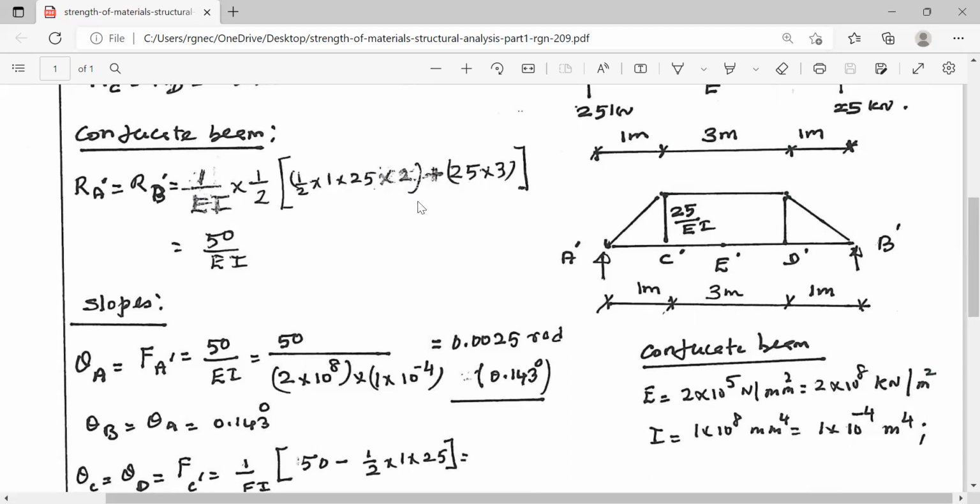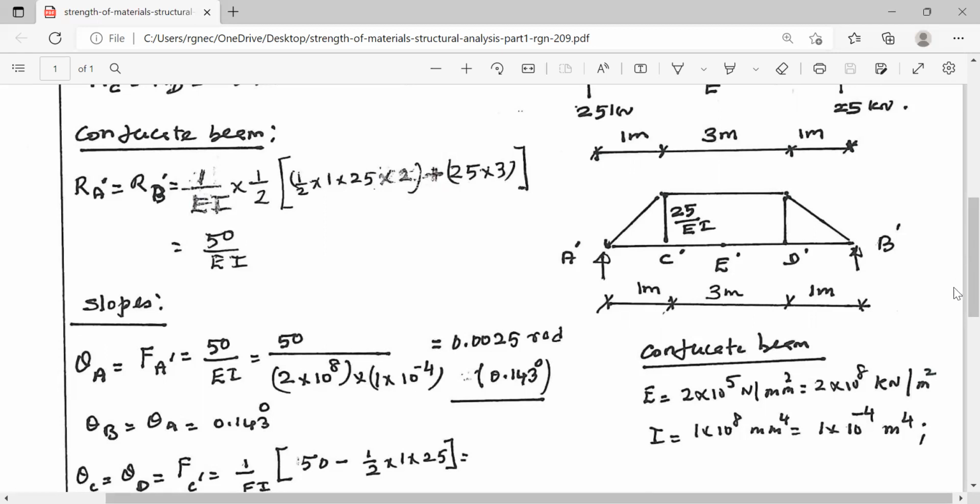These are the 2 triangular loads. 1 by 2 into 1 into 25 into 2. Then what is the area of the rectangle? 25 into 3. This is the total load. Total load divided by 2 will give the reaction, that is equal to RA dash and RB dash. So it comes to 50 by EI. 50 by EI is the reaction RA dash and RB dash.